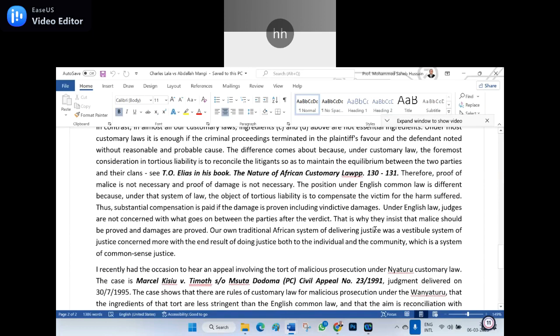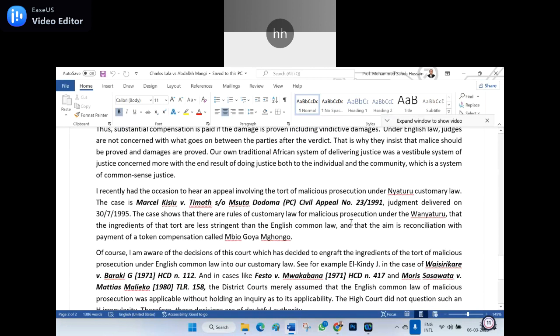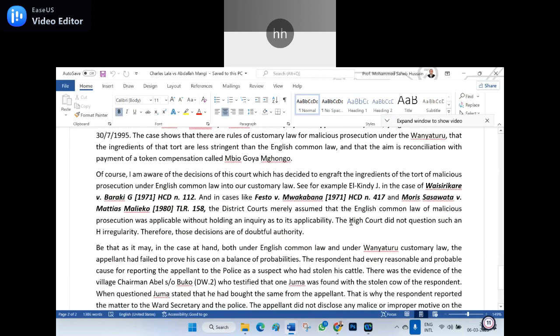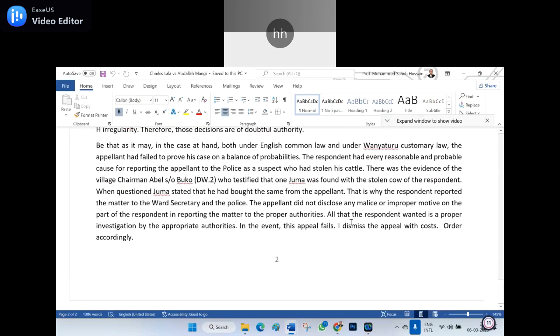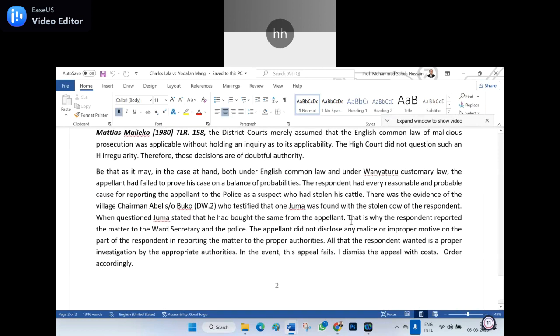T.O. Elias, in his book, has also given the book. Yes, you can cite the book, extracts from there, The Nature of African Customary Law, application, pages 130 to 131. And Marcel Kisiu versus Timoth, son of Musuta, Dodoma, a civil appeal case law. And Vaisariki Kare versus Baraki, another case law. And Festo versus Mokabana, another case law. Maurice Sasavata versus Matthias Maleko is another case law. See, these are all the supporting case laws for this case law. Is it clear?